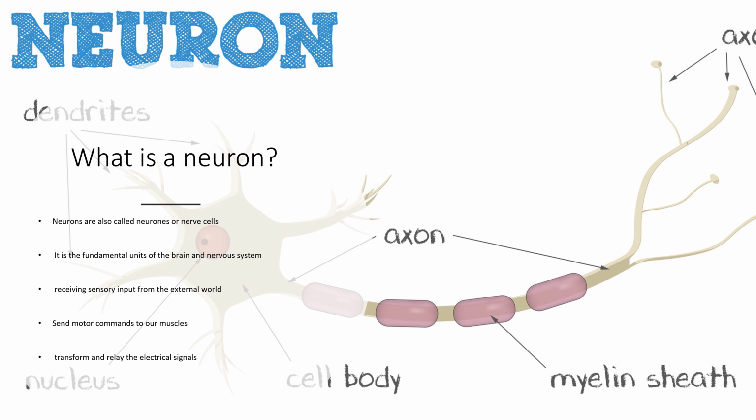In the nervous system, neurons are also called nerve cells. The neuron is the fundamental unit of the brain and the nervous system. It can send motor commands to our muscles, receive sensory input from the external world, and transform and relay the electrical signals.